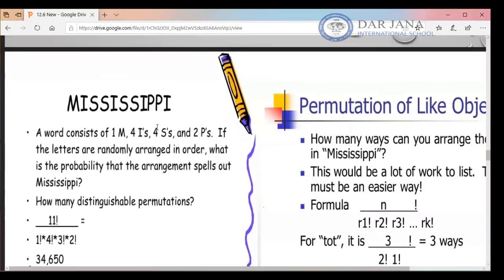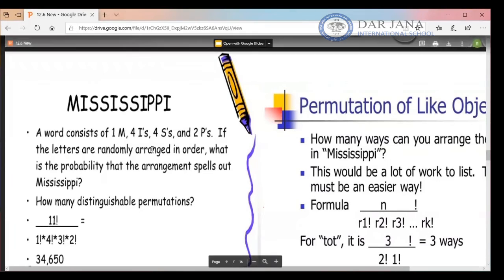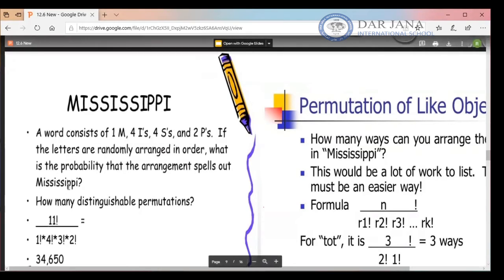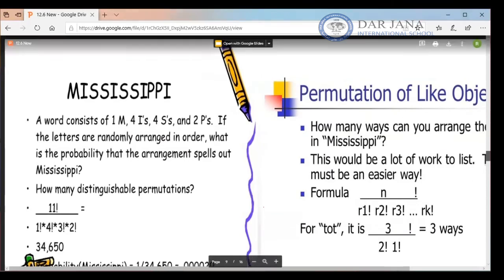S is repeated 4 times, and the P is repeated 2 times. Now, if the letters are randomly arranged in order, what is the probability that the arrangement spells out Mississippi? So in how many different ways can you use these letters to rearrange them again? How many distinguishable permutations are we going to have?